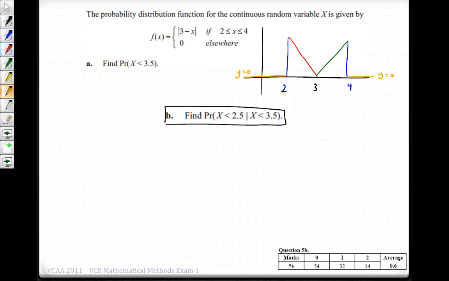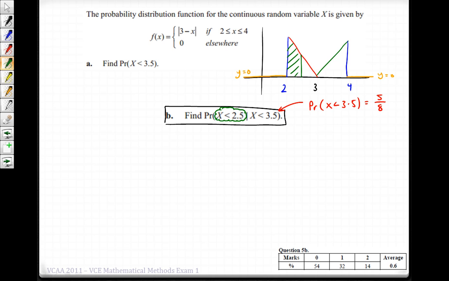So luckily for us, VCAA already asked us to find the probability that x is less than 3.5, and we found that to be 5 on 8. Now it's just this first bit that we're going to have to deal with here. So x is less than 2.5. So 2.5 occurs about there. So we're looking for all this area here. Now I'm definitely going to take the geometric approach this time.